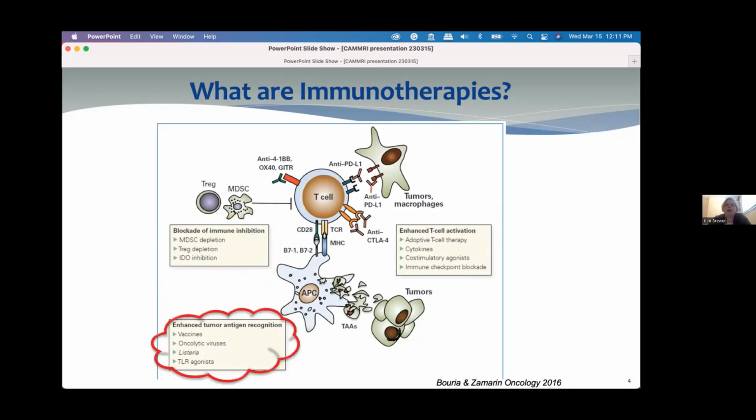You can also do what's called enhanced tumor antigen recognition. So tumors, not always, but often have very specific cell markers that are unique to the tumor, or at least pretty different from other normal cells in the body. So if you can get the T cells to recognize this, they tend to be much better at recognizing and killing tumors.